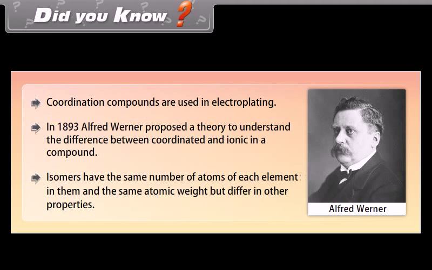Isomers have the same number of atoms of each element in them and the same atomic weight but differ in other properties.